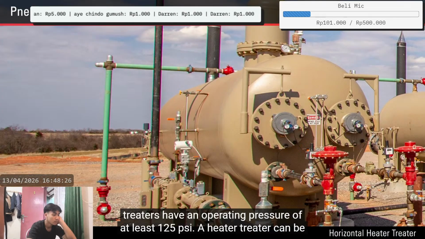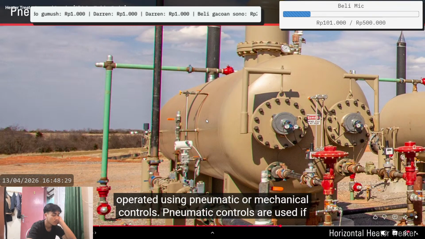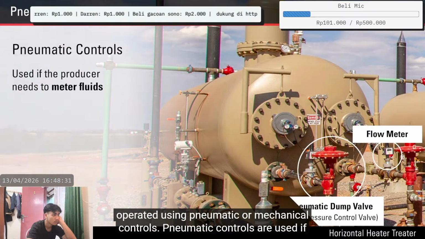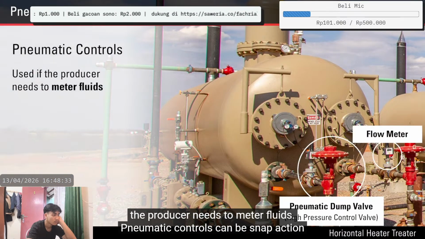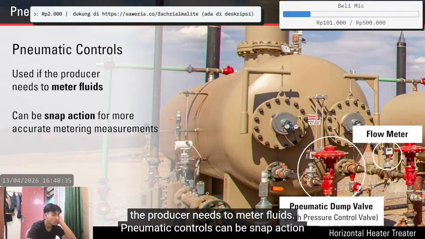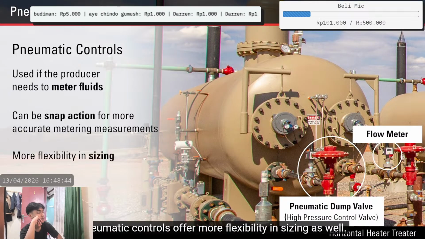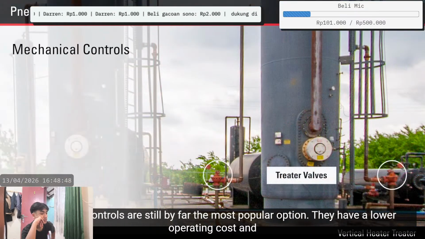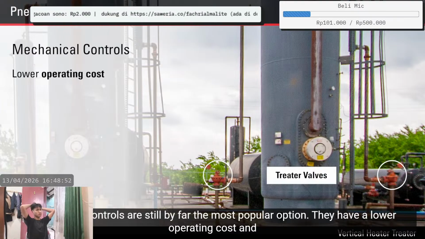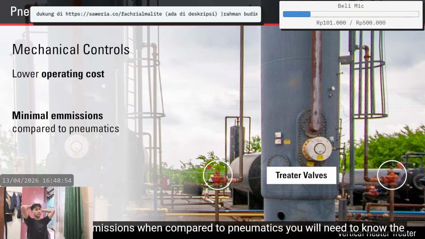A heater treater can be operated using pneumatic or mechanical controls. Pneumatic controls are used if the producer needs to meter fluids. Pneumatic controls can be snap action, which provides more accurate measurement in the metering process. Pneumatic controls offer more flexibility in sizing as well. Mechanical controls are still by far the most popular option. They have a lower operating cost and have minimal emissions when compared to pneumatics.